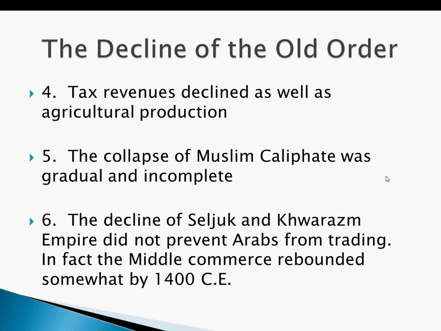The collapse of the Muslim Caliphate was gradual and incomplete, the Caliphate being the ruling body. But this did not prevent the Seljuks or Khorasan from continuing to trade. They will continue to trade even under the Mongols.